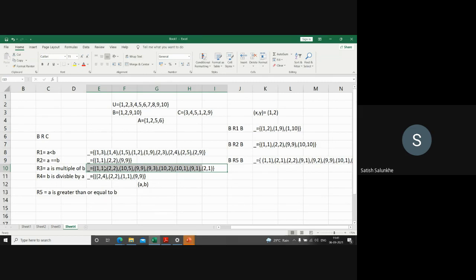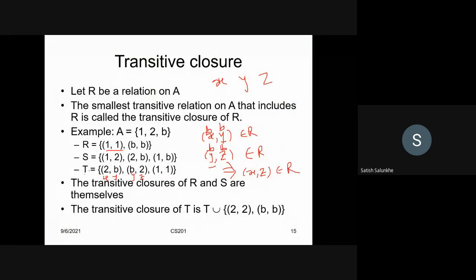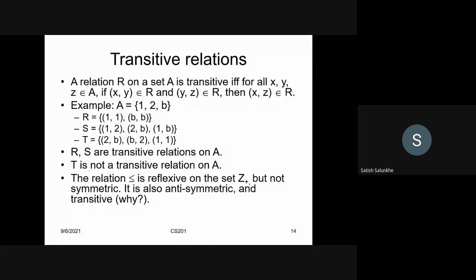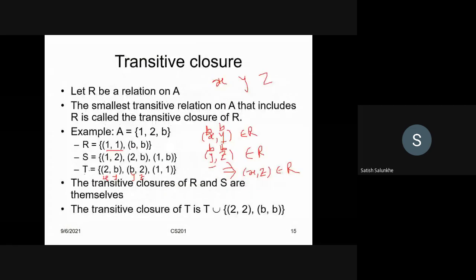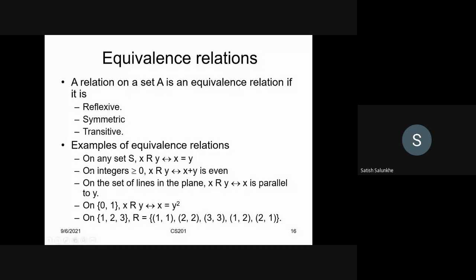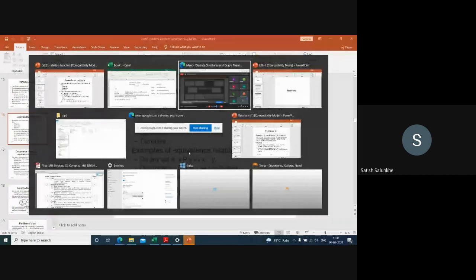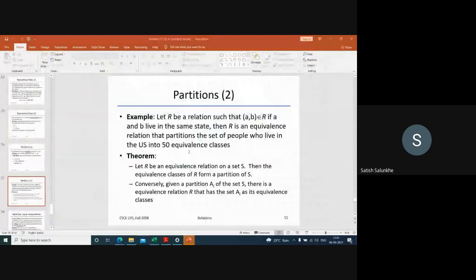Okay, so let's proceed ahead. This is a transitive relation. There is something called transitive closure, reflexive closure, symmetric closure. I think it is not covered in this. Let me take another slide and check whether it is covered in that.